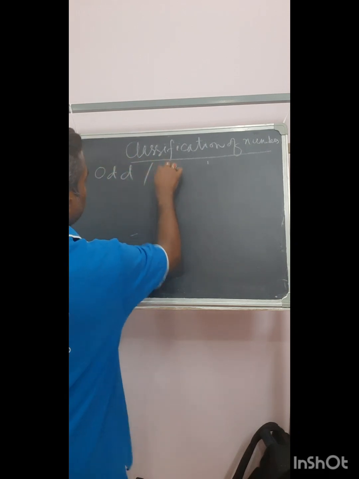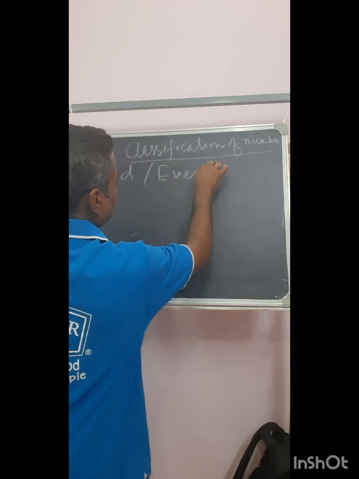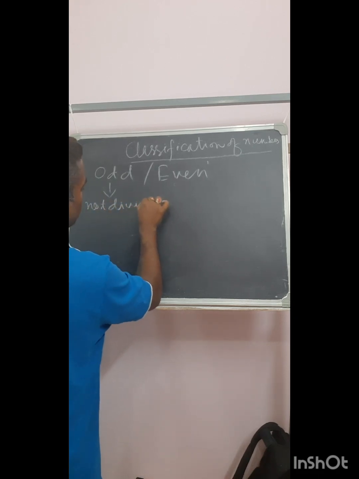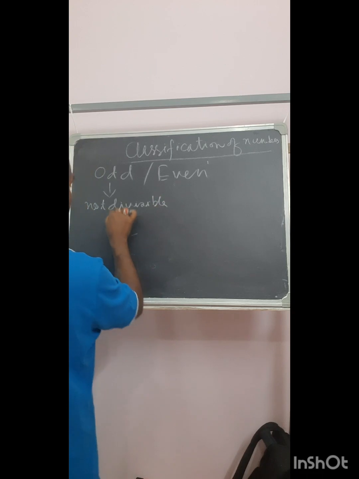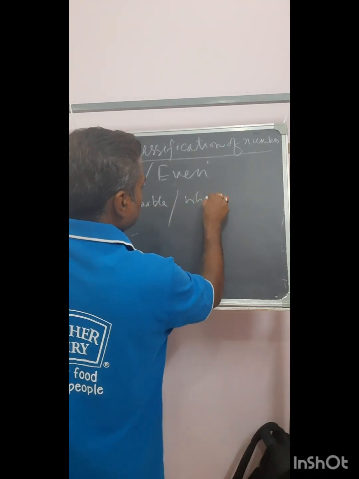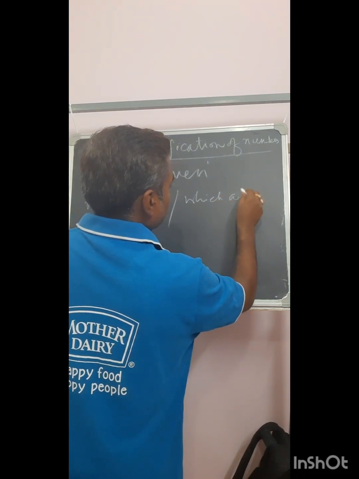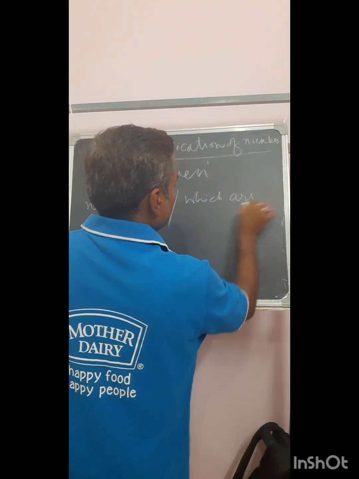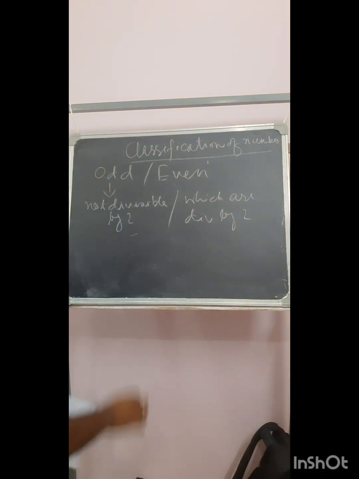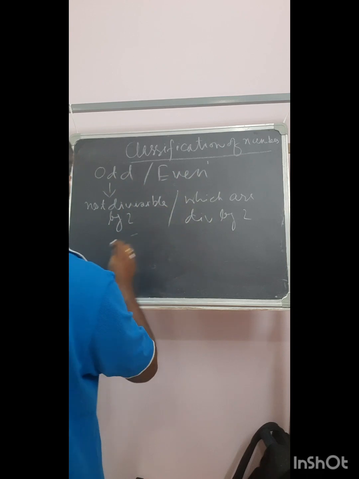So this is one. Then after come odd and even. This is another kind of differentiation. Odd numbers are those which are not divisible by 2. Even numbers are those which are contradictory, meaning opposite, which are divisible by 2. Which are not divisible, this is an odd number; even is which are divisible.